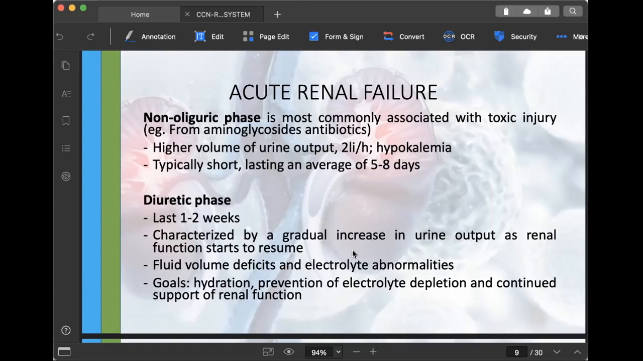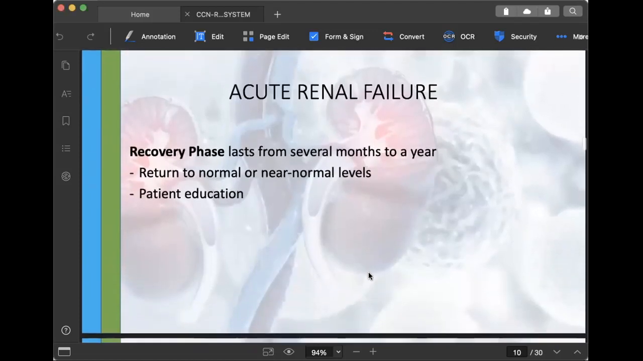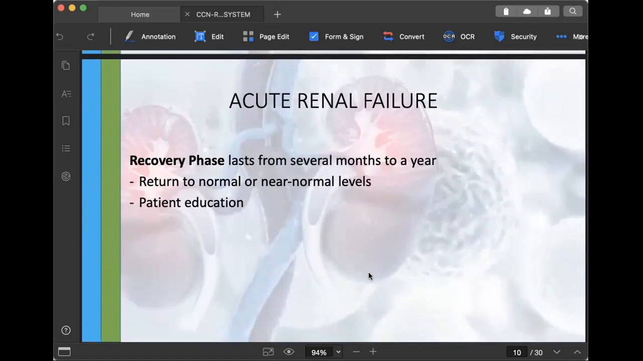Now, the goals here as a student nurse are to hydrate your patient, to ask the patient to drink water as tolerated, as well as prevention of electrolyte depletion and continued support of your renal function. Okay, I hope everything is well and we can move on here to the last phase, which is your recovery phase. What is happening here?